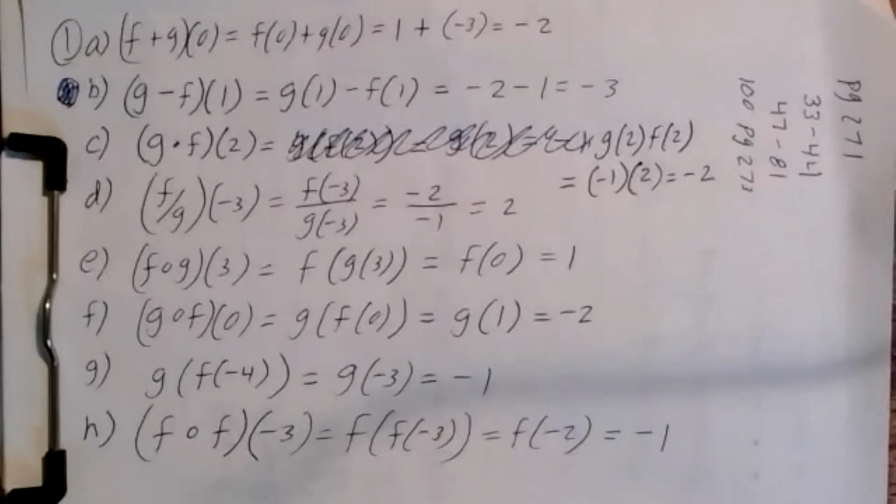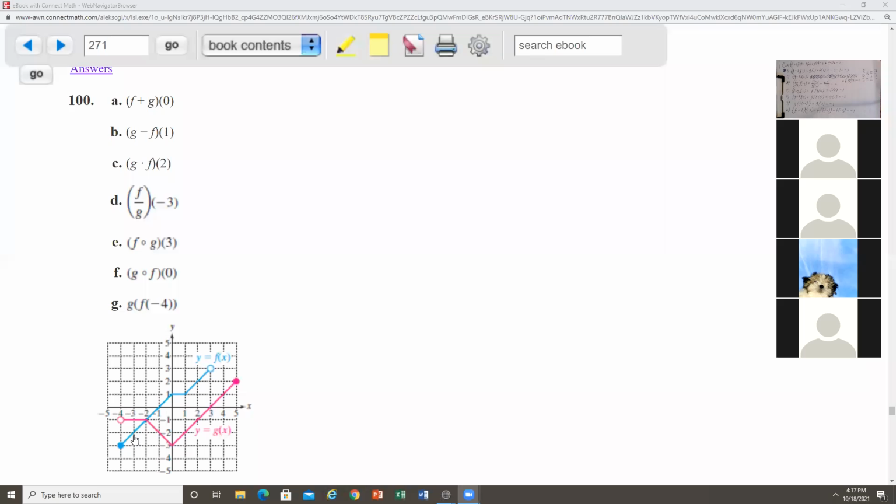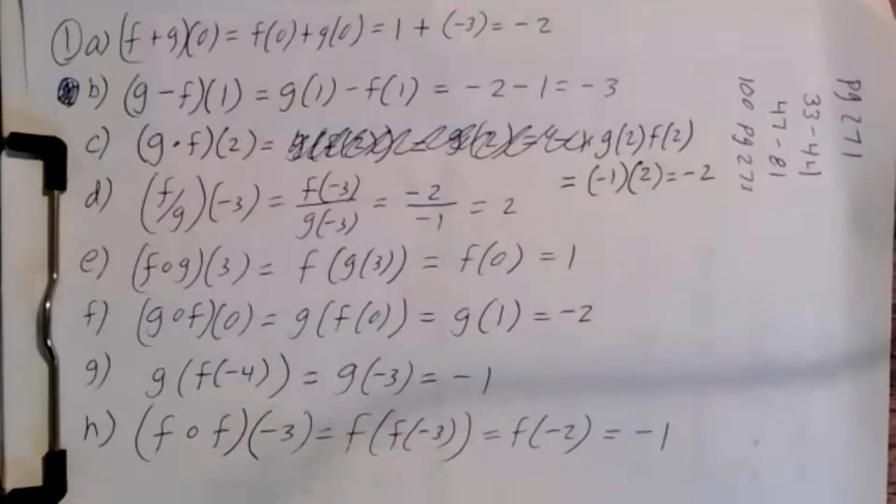So what's F of -3? F of -3 is going to be what? -2. Then you put -2 in the function F. F of -2 is -1. So that would be correct.